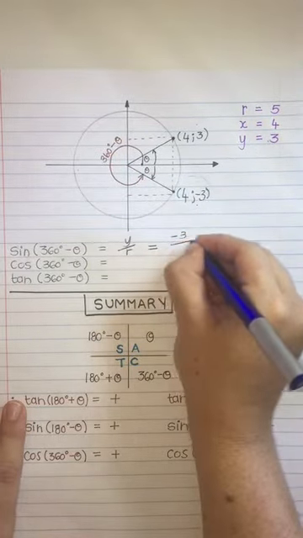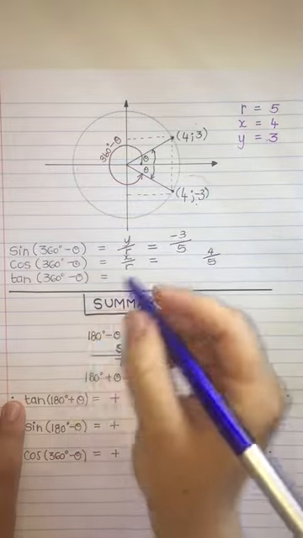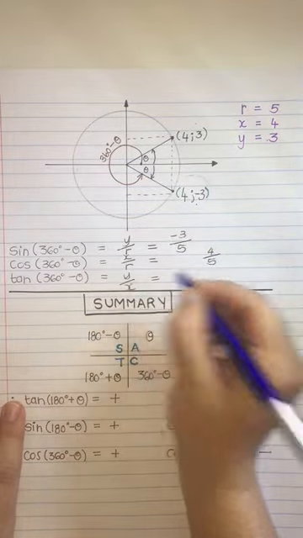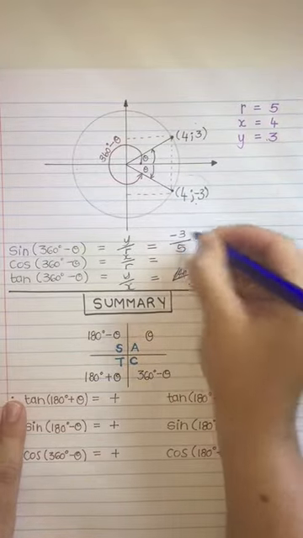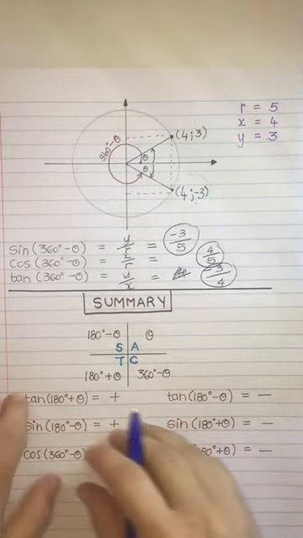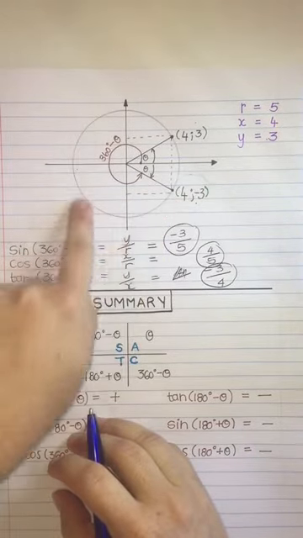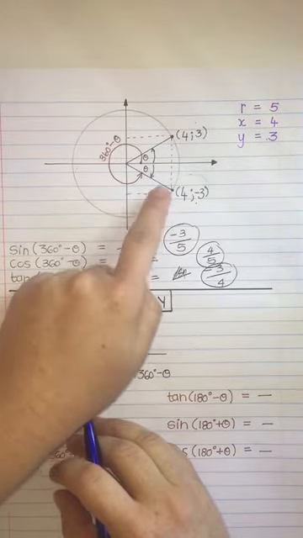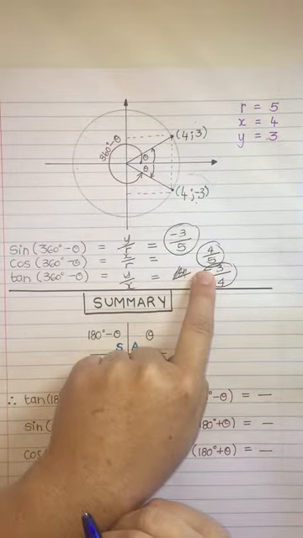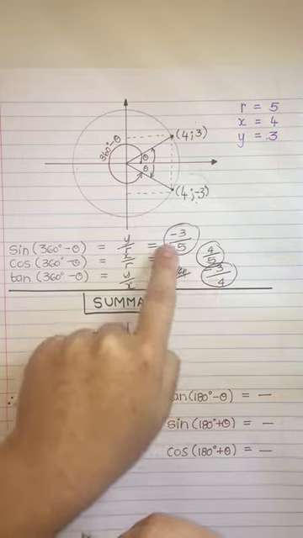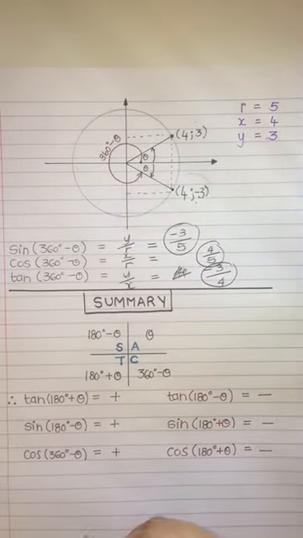Cos is x over r. X is 4 over 5. And tan is y over x. That is minus 3 over 4. Now you can see, guys, which one in the Cartesian plane, sin, cos, or tan, is positive in the fourth quadrant. Cos is positive because CAST, and you see we have a positive answer over here. So it's positive. And all the rest in this quadrant are negative.